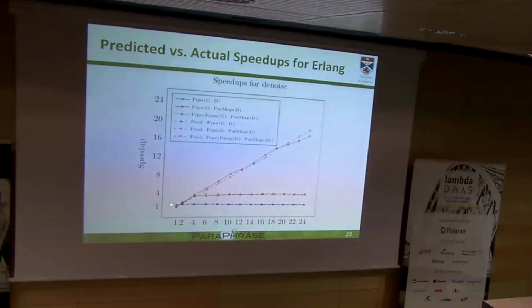The blue line indicates the very first step we did, which was just to introduce a simple pipeline. We just took our composition and made it a pipeline. We do get some speedup, just over 1. It's not very good.